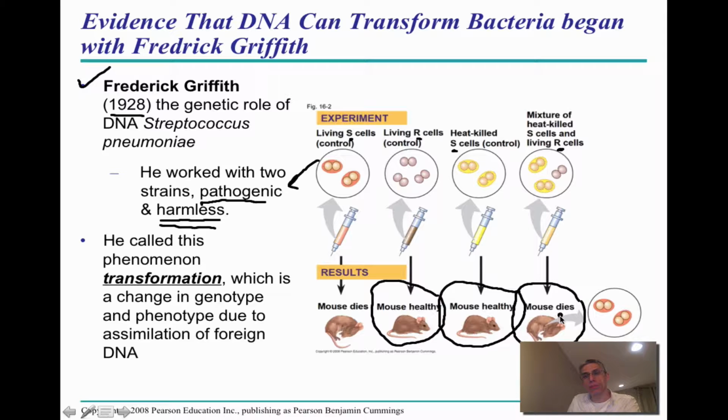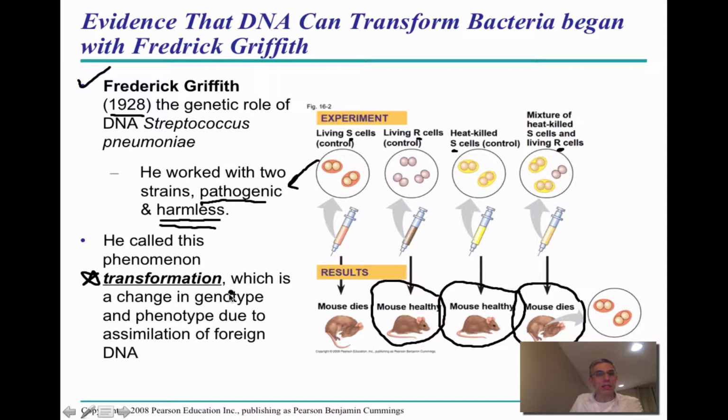Now, when he did some analysis of the cells of this particular type of bacteria that were extracted from this dead mouse, he found that the living R cells had actually changed or been transformed, and you can see that word right over here, to living S cells. So what he had figured is that there had to be something within those heat-killed S cells that had been transferred over to those living R cells that caused them to transform into something different.